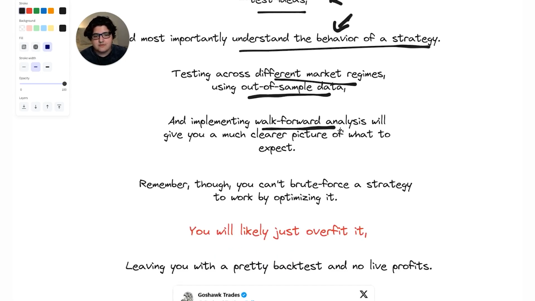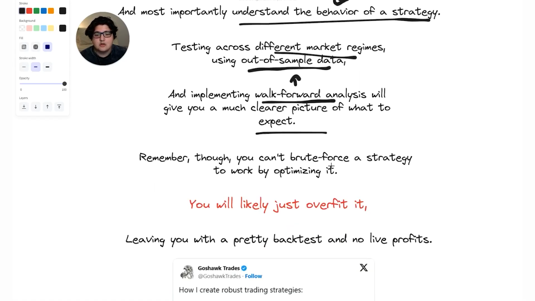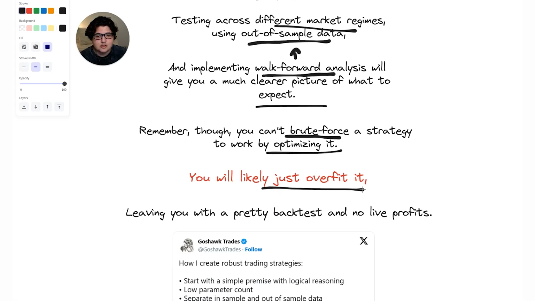You could also implement something like walk-forward analysis. Walk-forward optimization is just a different version of out-of-sample data, and this can give you a much clearer picture of what to expect for results when you're actually running that particular strategy live. Remember though, you can't brute force a strategy to work by optimizing it. You will likely just overfit it.